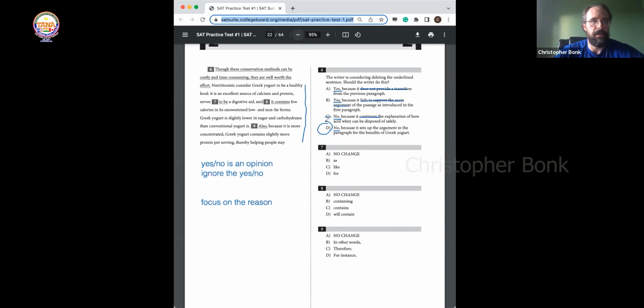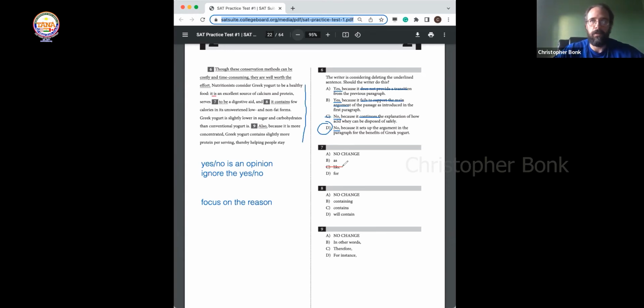So nutritionists consider Greek yogurt to be a healthy food. It is an excellent source of calcium and protein, serves blank, a digestive aid, and then it goes further from there. This is going to be where we're just looking at similar words right here and picking out which one's going to be the most appropriate. Both A and B are indicating a purpose for it. So serves to be a digestive aid, serves as a digestive aid. Those are very similar. C, serves like a digestive aid, is saying that it's similar to a digestive aid, but isn't. In this case, the context is that it is the digestive aid, so like won't work.